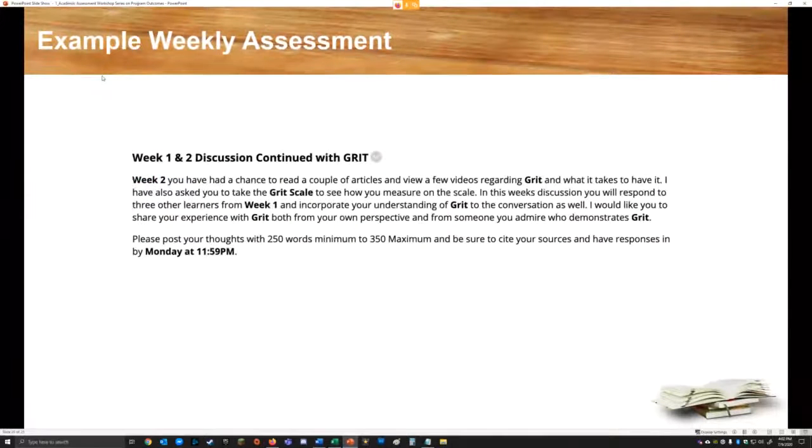And so here's an example. The assessment is actually a discussion in this particular class, where they're going to talk about grit in their responses to their learners. I do a scaffolding of information each week, and so they have to add this component to it. Go to the next one.